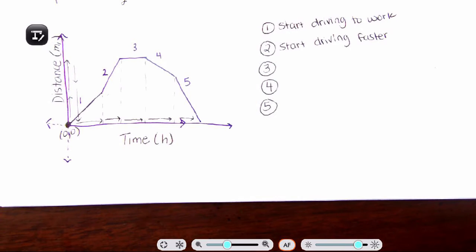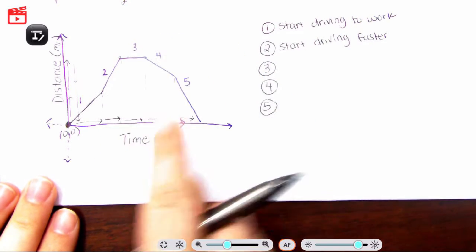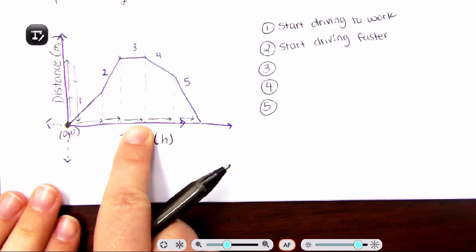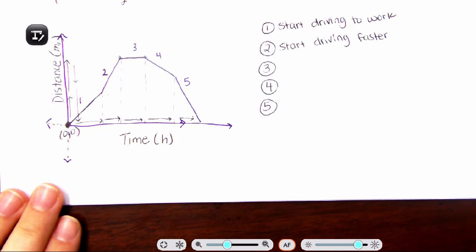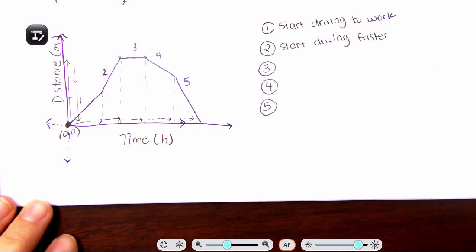I start driving faster. I press on that gas pedal because I'm like, oh snap, I'm going to be late. Then notice that my distance in 3 doesn't change. Now, time is forever going. Unfortunately, there's no way of stopping time. And if you have realized that, good for you. And if you know how to stop time, please come and tell me.